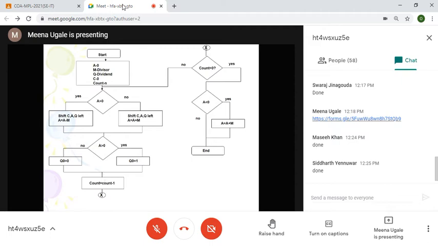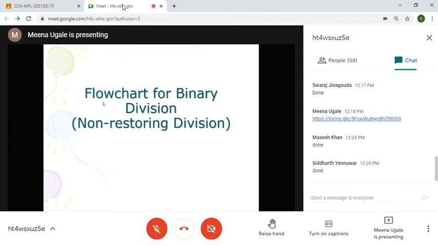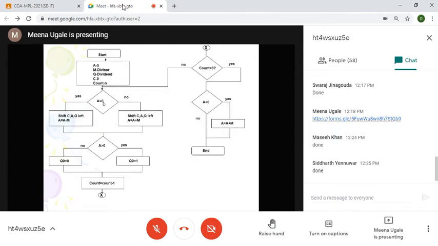Ma'am, can you please repeat the name of the algorithm? This is the non-restoring division algorithm. Binary division, non-restoring division algorithm. The earlier one is restoring. Why is it called restoring? Because after subtraction, somewhere we are restoring back the original value of M. Here, that is not the step.